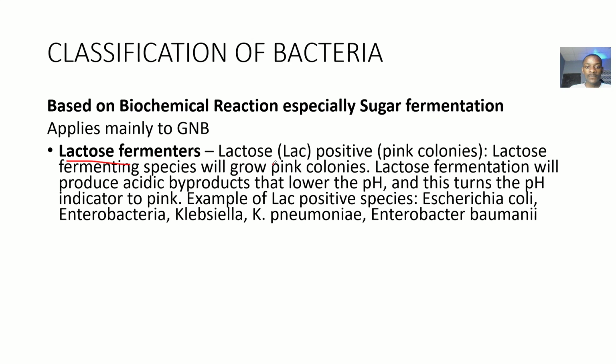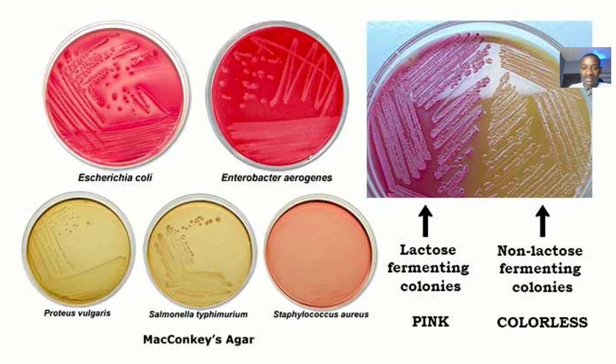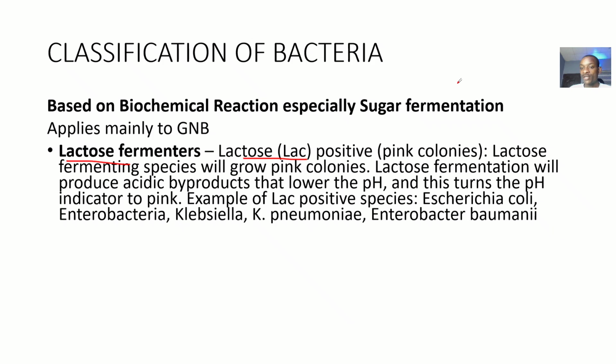So these lactose fermenters are also known as lactose positive. If they react, they form pink colonies. Can you see lactose fermenting colonies? Can you see that the colony is kind of pink? So they form pink colonies when they react. Lactose fermentation will produce acidic byproducts that lower the pH, and this turns the pH indicator pink.